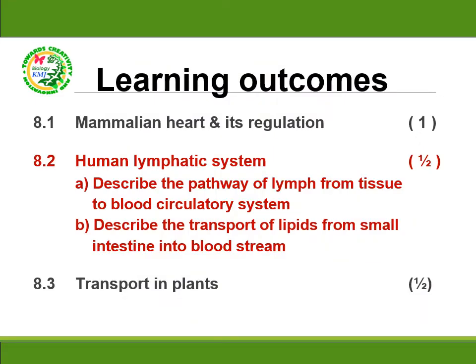Now we move to subtopic 8.2, the human lymphatic system. In this human lymphatic system, I will describe the pathway of lymph from tissue to the blood circulatory system, and describe the transport of lipids from the small intestine into the bloodstream.